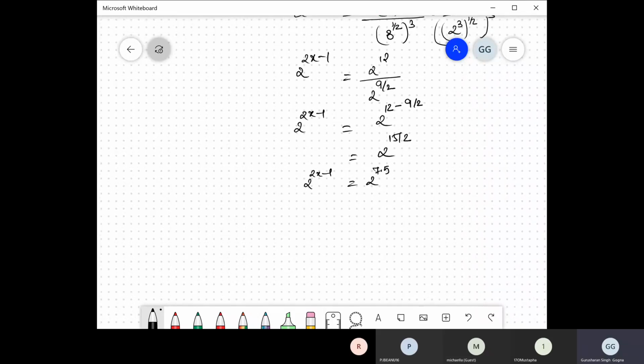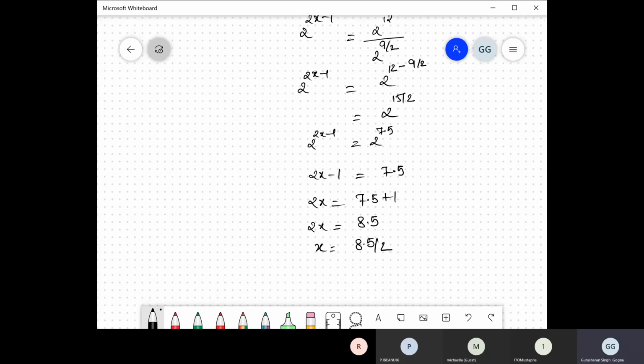So now you can equate the powers. So 8.5 divided by 2 will give you 4.25.